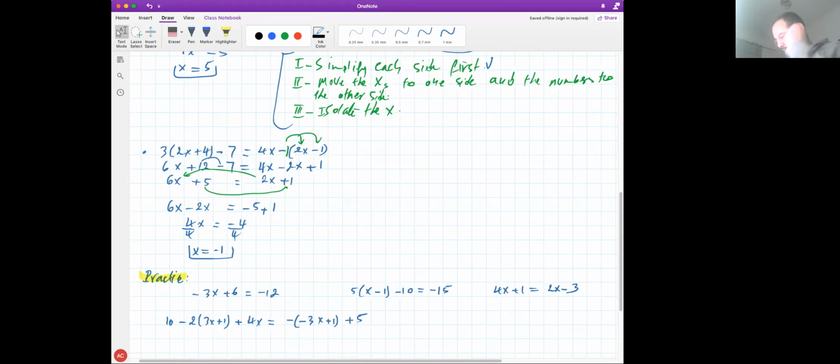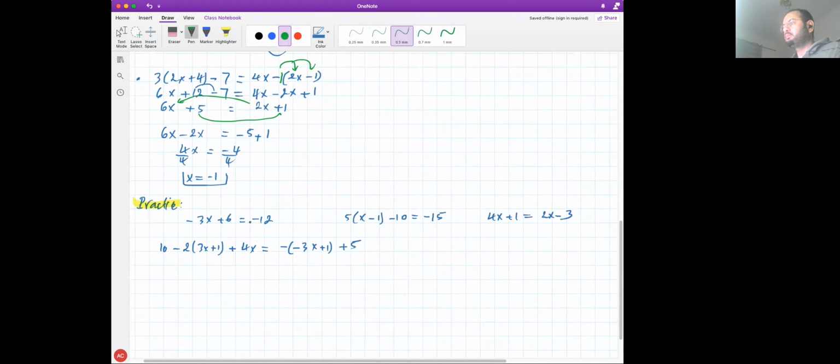For the first one, what do we do first? We transfer the 6 to the right, so we cancel the +6. Cancel, so we have -3x equals -18. That's right. Then we divide by -3. So we have -3x divided by -3, and -18.